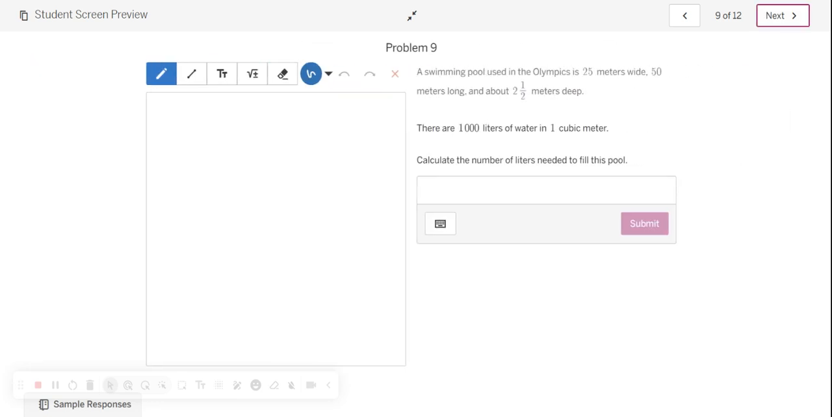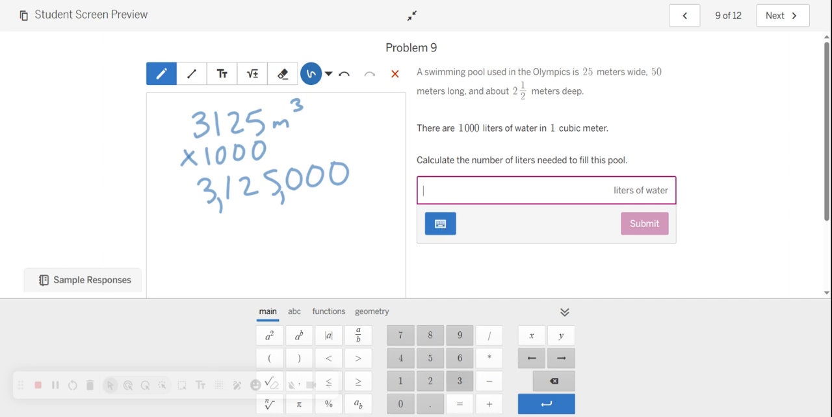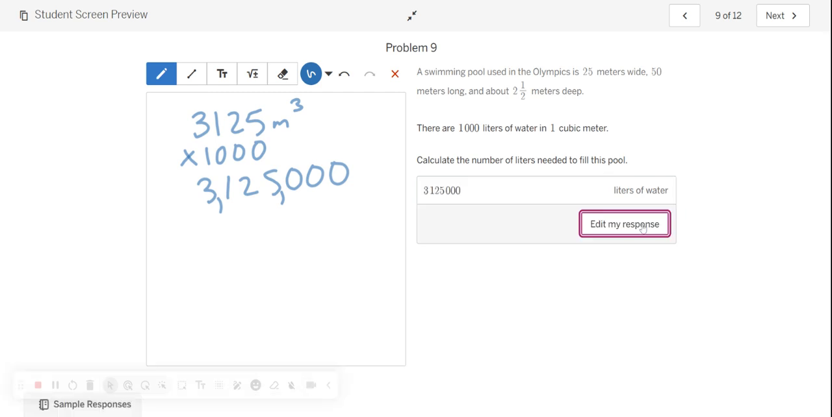So if I had 3125 meters cubed, and there's 1,000 liters of water in 1 cubic meter, wow, that's a lot of water. But you're just going to multiply this by 1,000. You get 3,125,000. Submit.